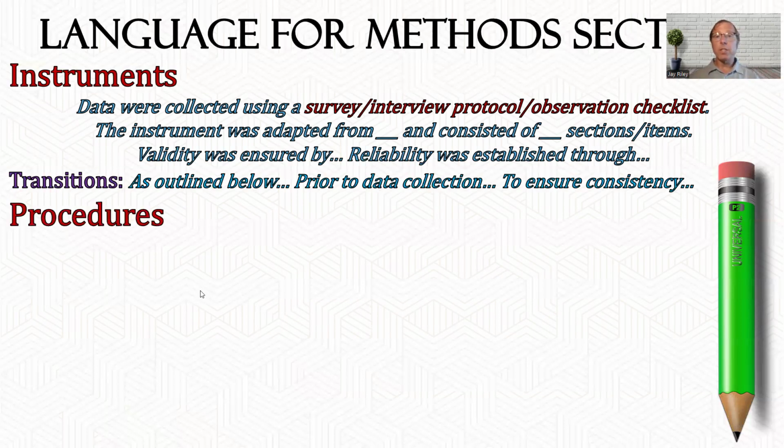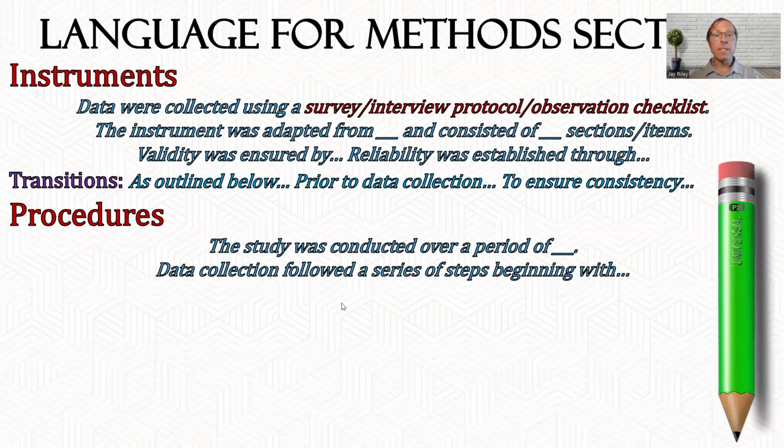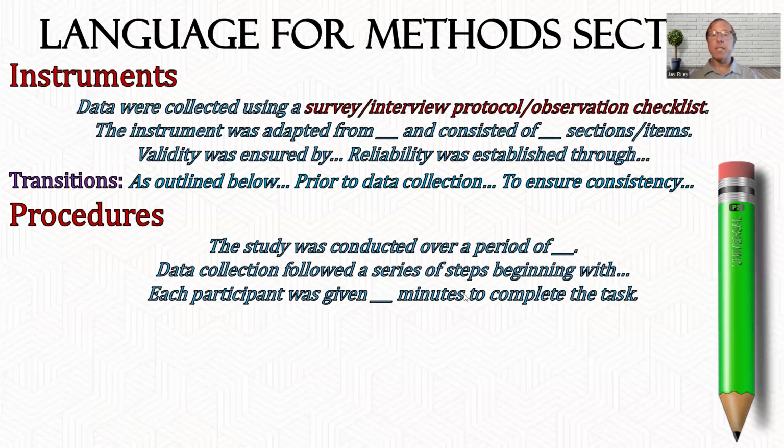When you talk about your procedures, we're going to use a lot of sequence words here because we're talking about procedures or steps in a process. The study was conducted over a period of 3 months, 6 months, 3 years. Data collection followed a series of steps. Remember, we said we're talking about a process, beginning with, and that's where you're going to let your audience know this is where we started. Each participant was given blank minutes to complete the task. So you want to be clear. You want to let your audience know exactly what was done and what the time frame for that task was.